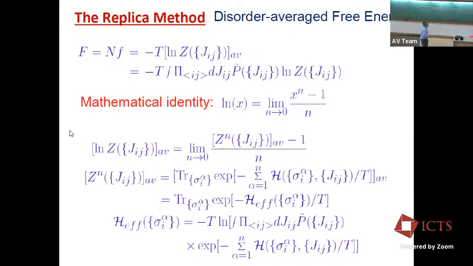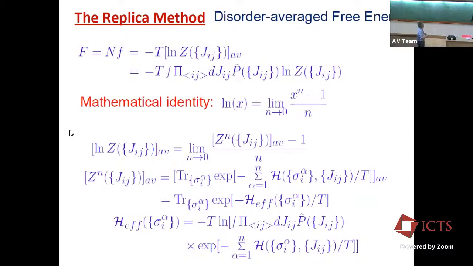So this is the trick, so to speak, that people used to deal with this quenched disorder, not just for the spin glass problem. This was invented to deal with other disordered problems. And the fact that you need to take the log of Z for a particular set of Jijs and then average over the Jijs, that is a difficult thing to do. So you basically write this log in this funny form.